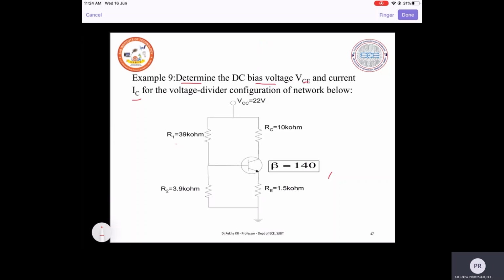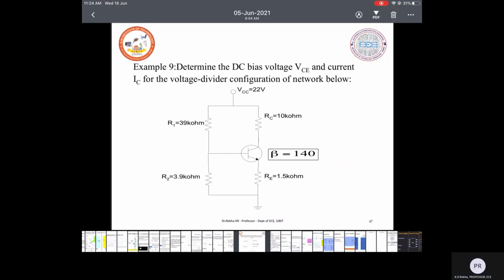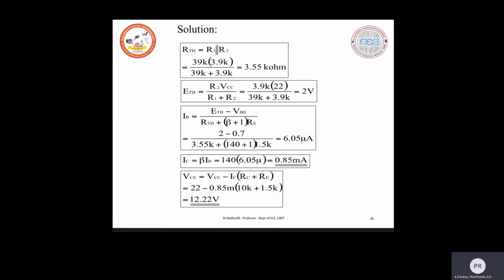This problem is very important from the examination point of view. You can see here R1, R2, RC, RE are the biasing resistances for the corresponding emitter base as well as collector. So take the problem's notation that they have given.